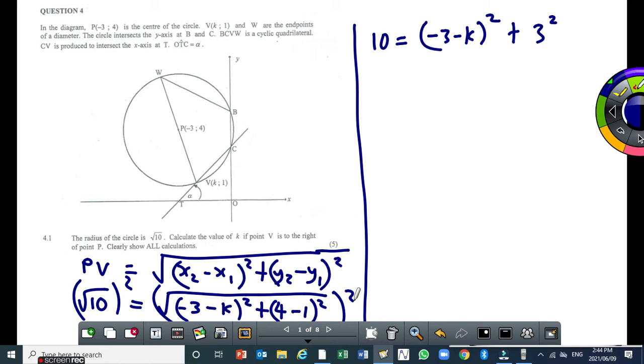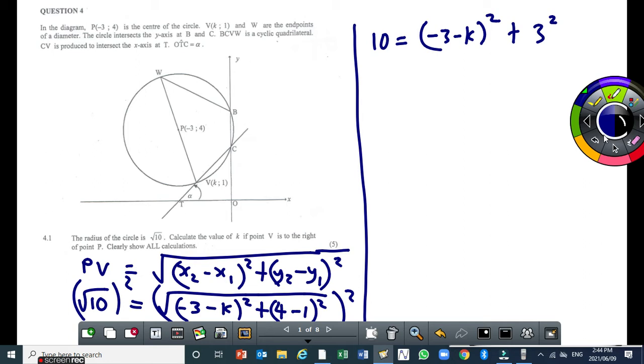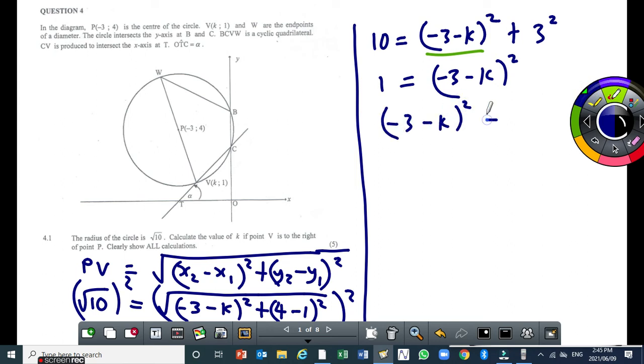Right. Now to simplify this, remember what is the objective? To find what? K. That's the objective. There is no need to remove brackets. There is no need. You take this 3 squared, which is 9, to the left, you get 1 on the left, and then you end up with minus 3 minus k all squared. Okay? If you try to remove brackets here, it will be a long method. There is no need. Right? Then, when you get here now, you can write it as minus 3 minus k squared equal to 1.